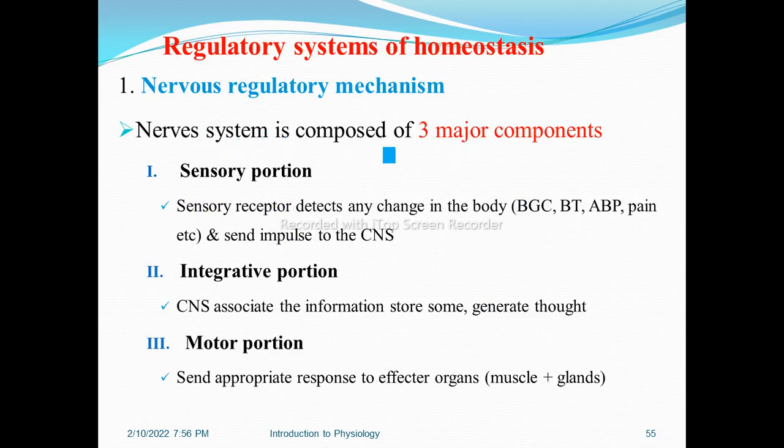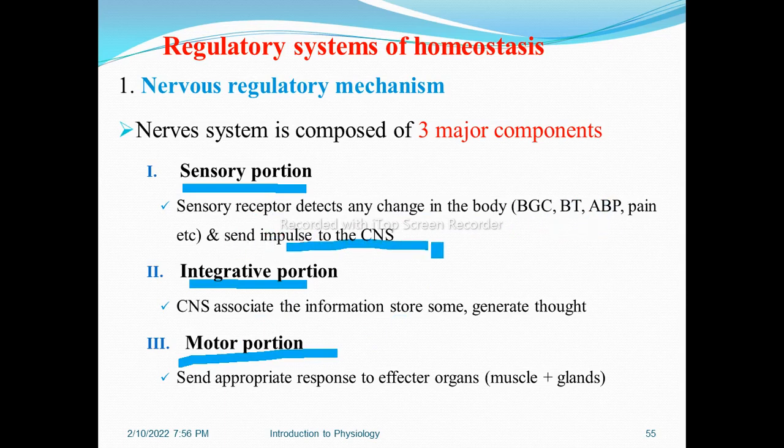The nervous system is composed of three major components: sensory portion, integrative portion, and motor portion. The sensory receptor detects any change in the body, like body temperature, arterial blood pressure, blood glucose and pain, etc., and sends impulses to the CNS. Sensory means afferent, so it collects information from our body and sends it to the central nervous system.